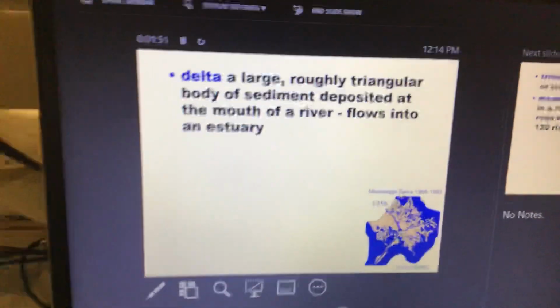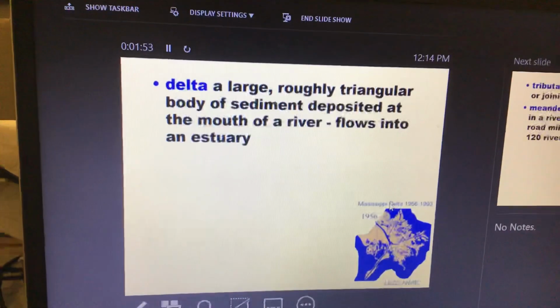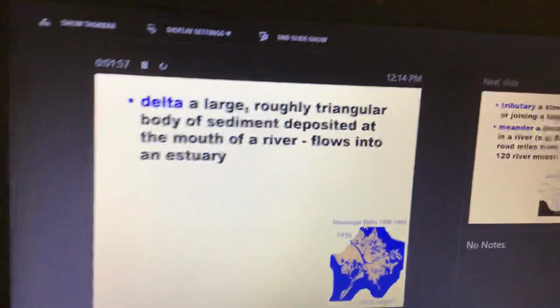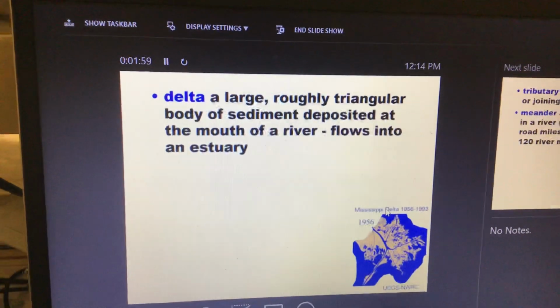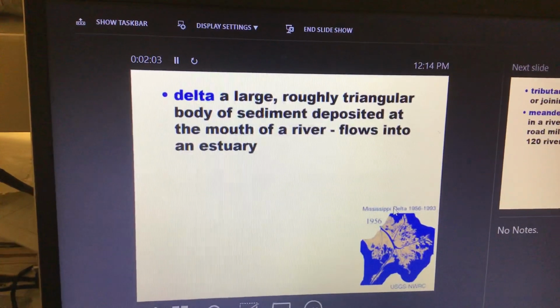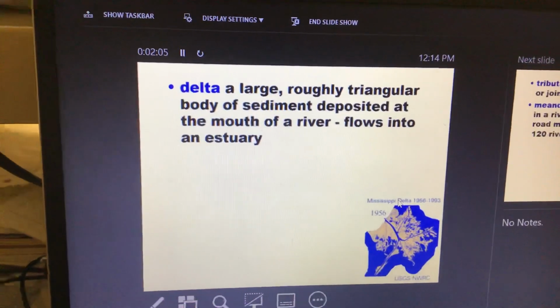I would like you to write this down. A delta. A delta is a large, roughly triangular body of sediment deposited at the mouth of a river that flows into an estuary. Take a moment, write that down. If I'm going too fast, you can pause.